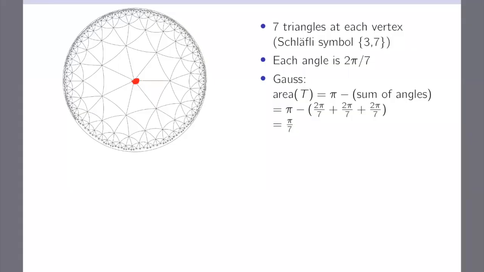Now, what should stand out to you is that we were able to compute the area of this triangle using the sum of the angles. Now imagine in Euclidean space, knowing the angles of a triangle does not tell us what the area is going to be, right? We can scale, we have similar triangles in Euclidean space.